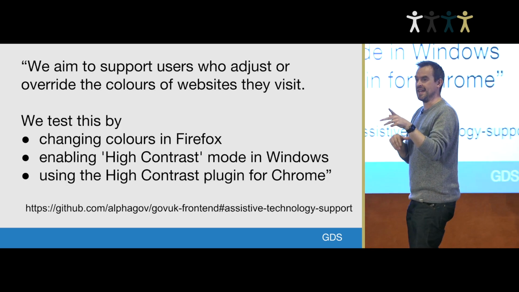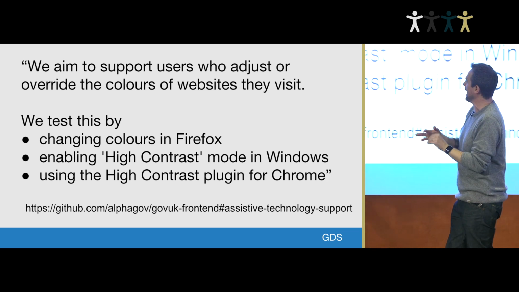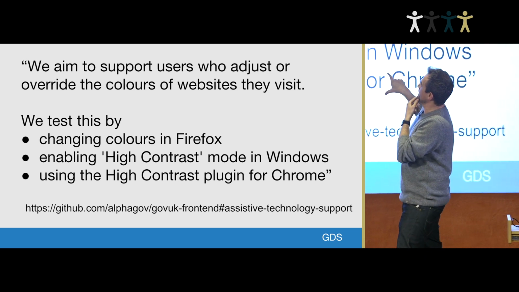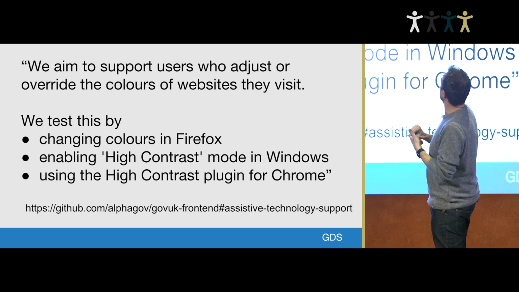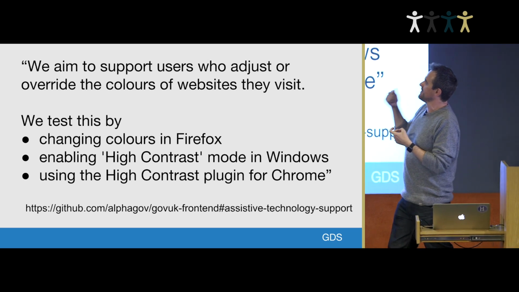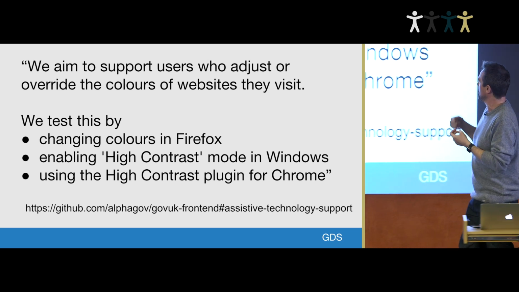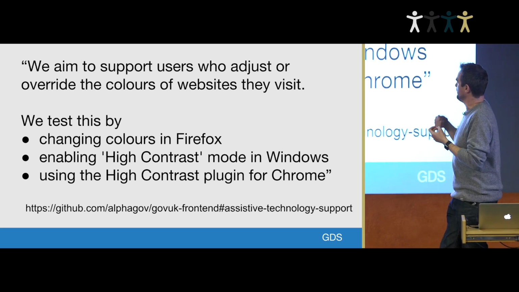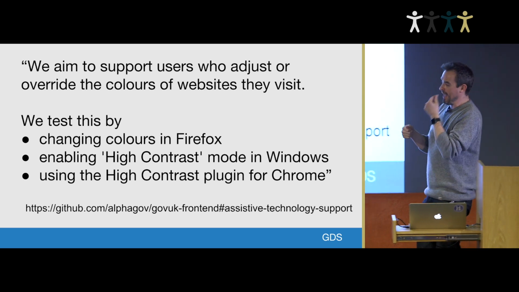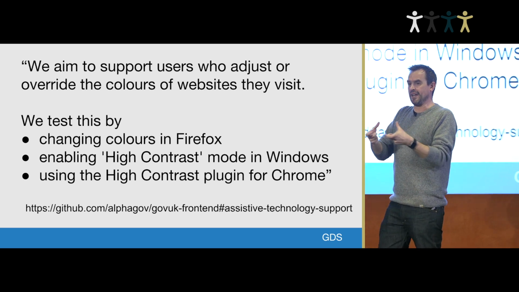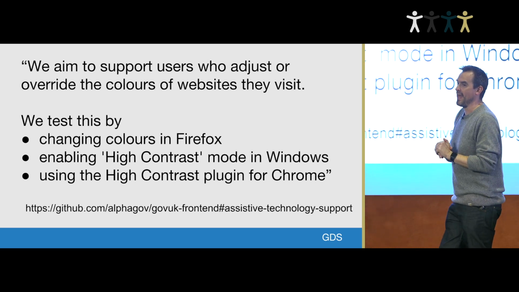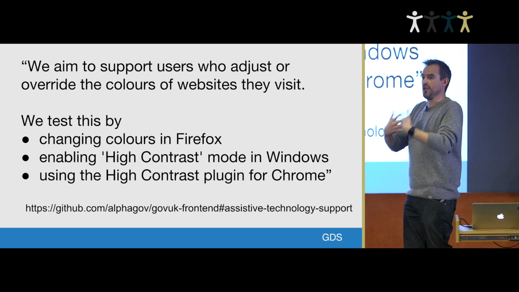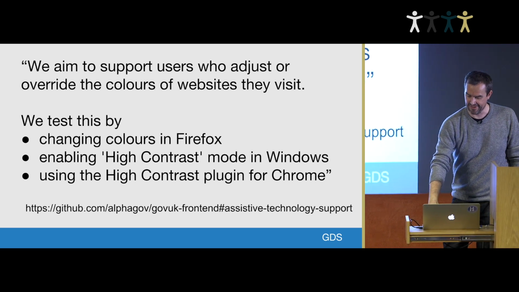So Nick Colley, who's sitting over there, he's done some more incredible work in the gov.uk design system. And in the gov.uk front end, we've got this thing where we aim to support users who adjust or override the colours of websites they visit. We test this by changing colours in Firefox, enabling high contrast mode in Windows, and using the high contrast plugin for Chrome. So for lots of these barriers, if you're not looking for them, you won't know if they're there. And a few simple checks can help you be a lot more confident that you've not accidentally introduced some barriers.